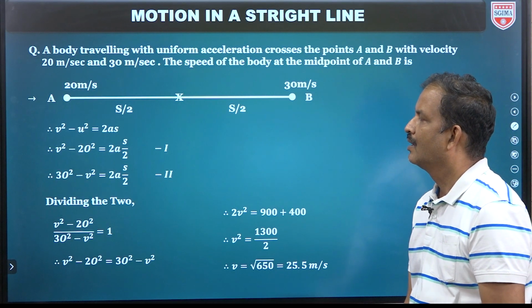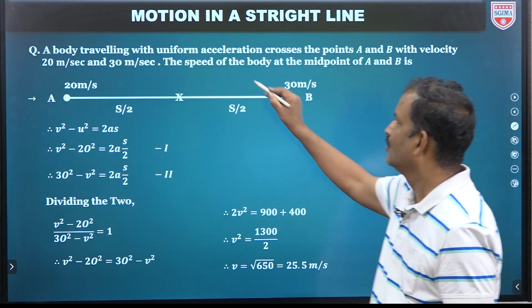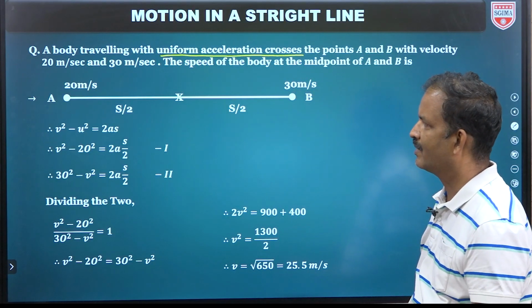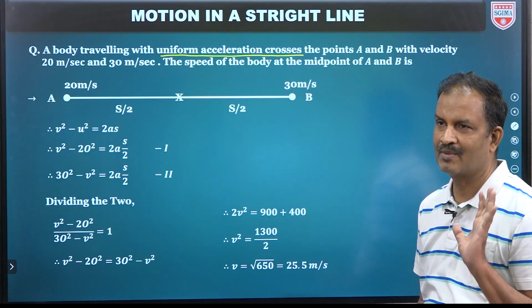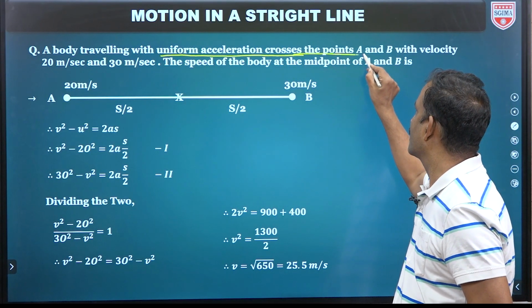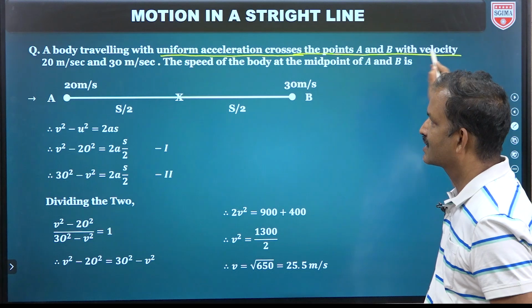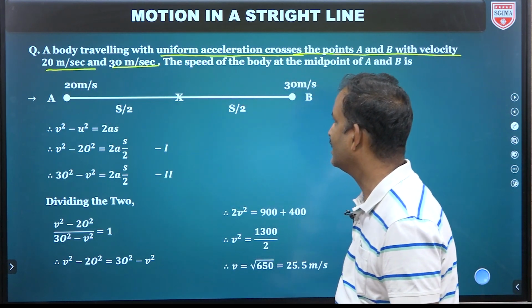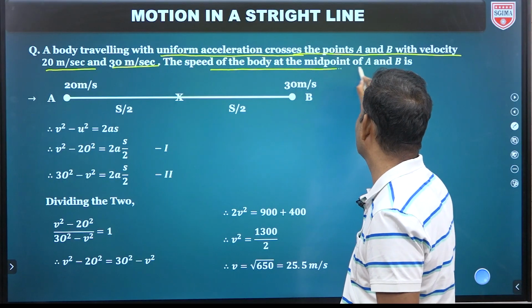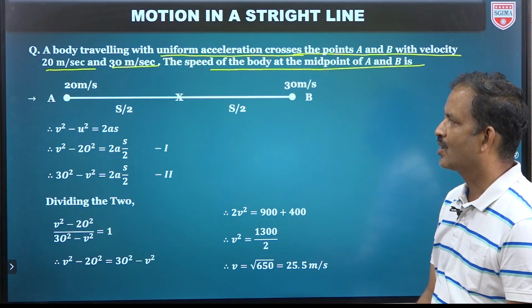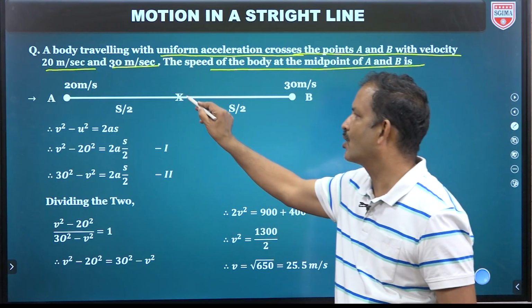Now, a body is traveling with uniform acceleration. Uniform acceleration means we have to apply the formula. They are giving that it crosses the points A and B with velocities 20 meters per second and 30 meters per second. Then the speed of the body at the midpoint of A and B is?